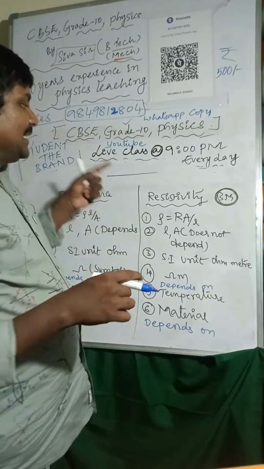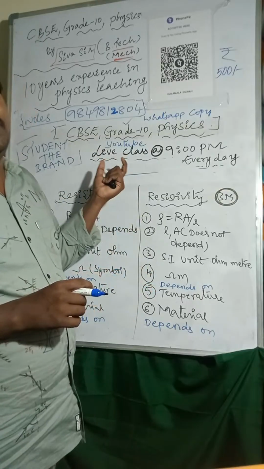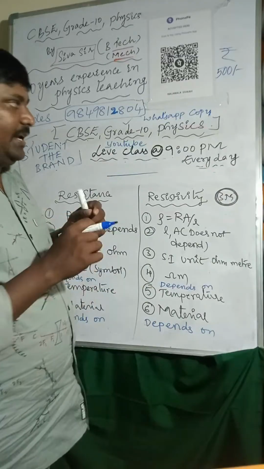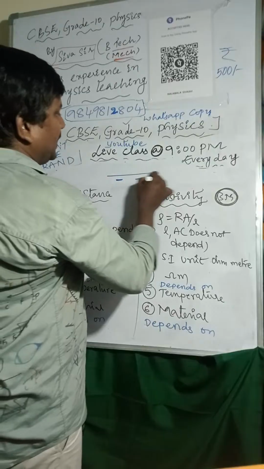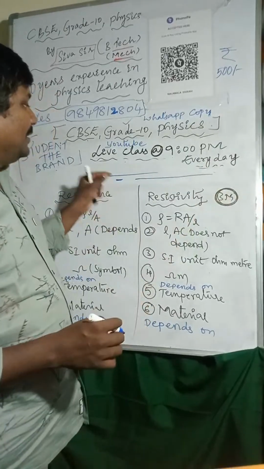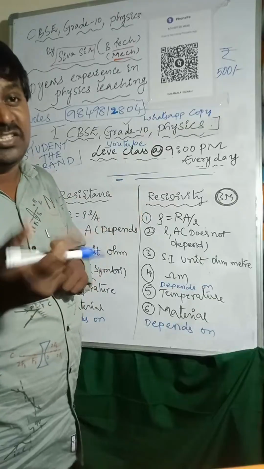But resistivity completely depends on the property of the material. If you take a small copper wire or a big copper wire, that particular material's nature does not change. Nature does not change, you know.